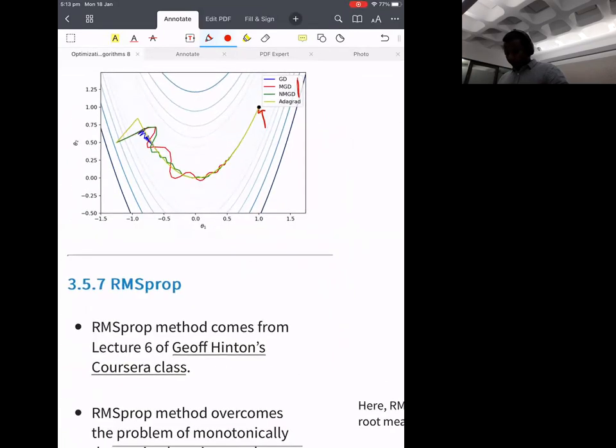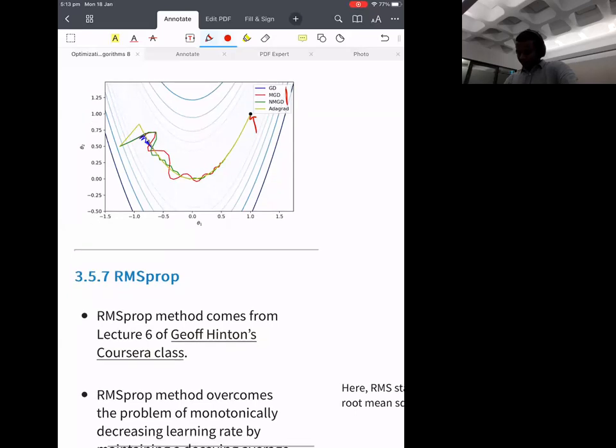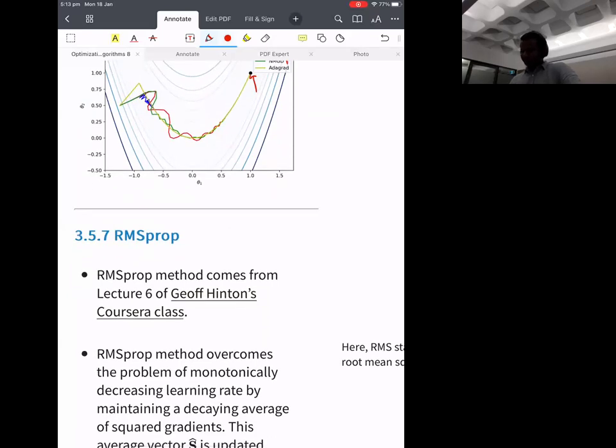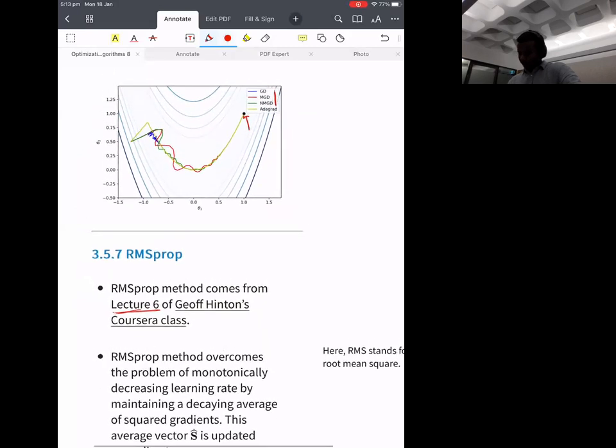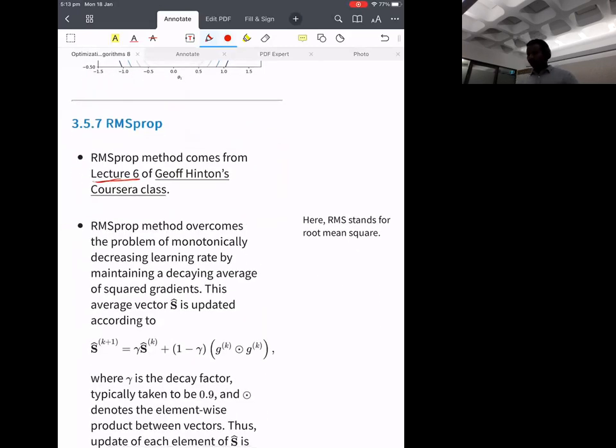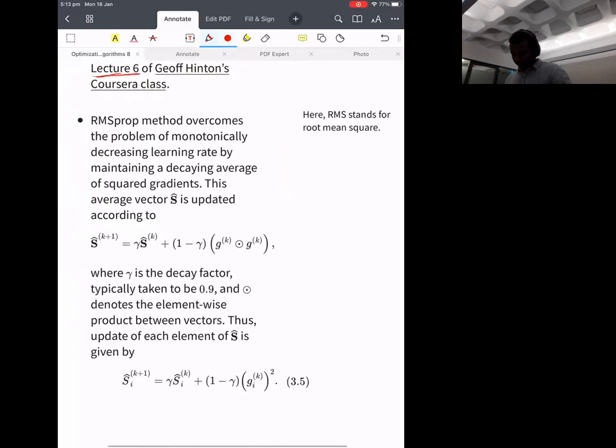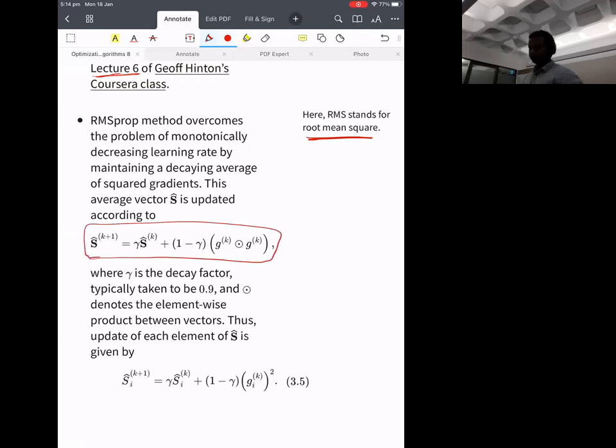Then, to overcome that issue of monotonicity in S, there is a method which is not published, but proposed in a lecture by the one who proposed the earlier method, where we don't continuously increase it. We multiply with an exponential decaying factor. Here RMS stands for root mean square. This is precisely when you have a time series and it is updated like this, then you call it the root mean square of the time series.